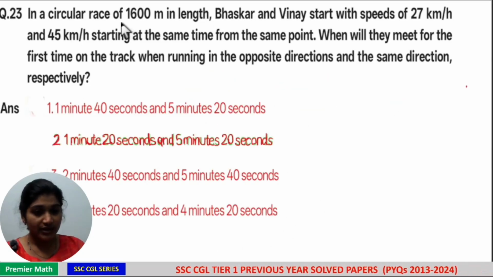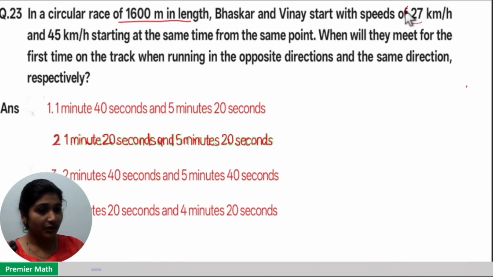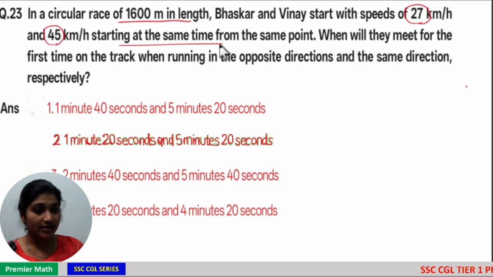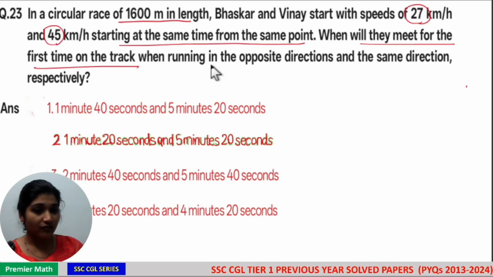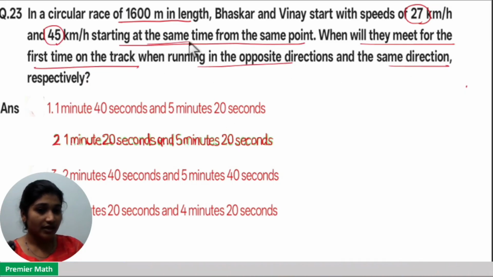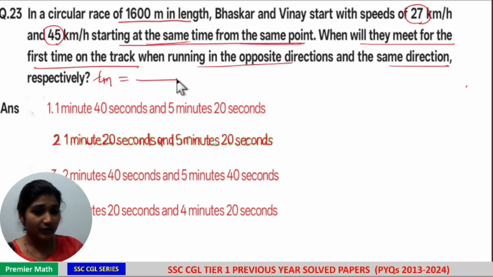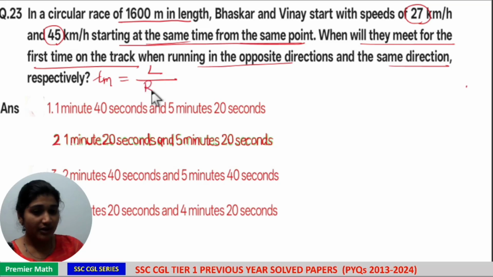In a circular race of 1600-meter length, Bhaskar and Vijay start with speeds of 27 km per hour and 45 km per hour, starting at the same time from the same point. When will they meet for the first time on the track when running in opposite direction and in the same direction? Here they are starting at the same time at the same point. So time to meet for the first time anywhere on the track is equal to length of the track divided by relative speed.